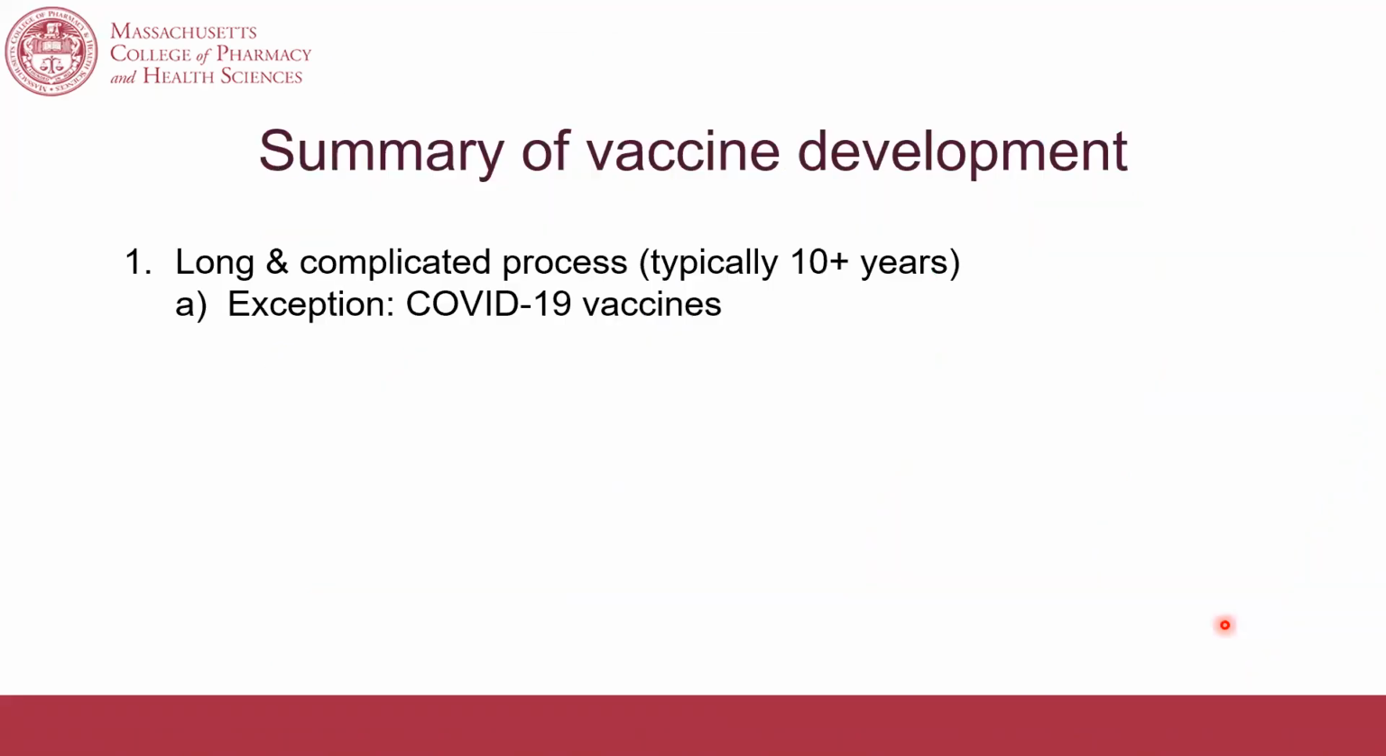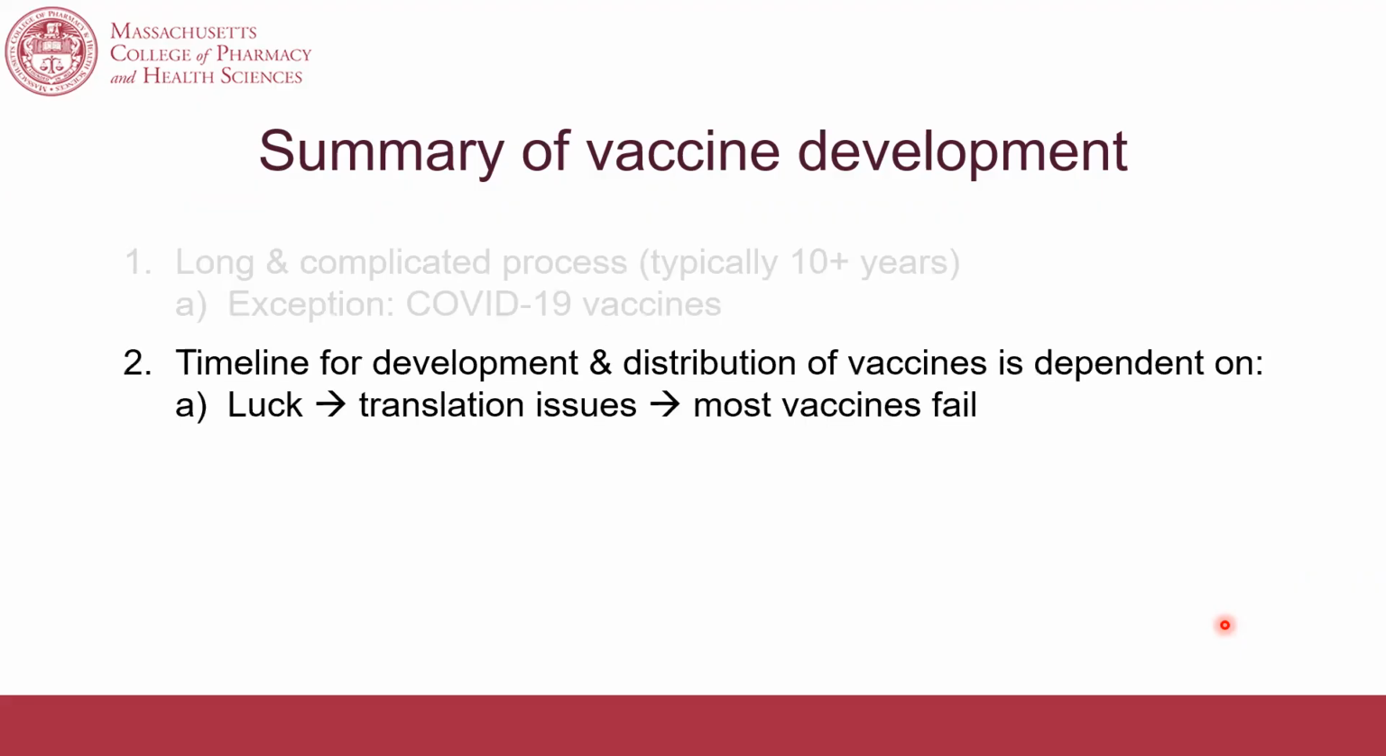And so a summary of this: developing vaccines is a long and complicated process. It typically takes 10 plus years to develop. The exception, as you know, is the COVID-19 vaccines, and we'll heavily talk about the COVID-19 vaccines in a future lecture. The timeline for development and distribution of vaccines is really dependent on luck.